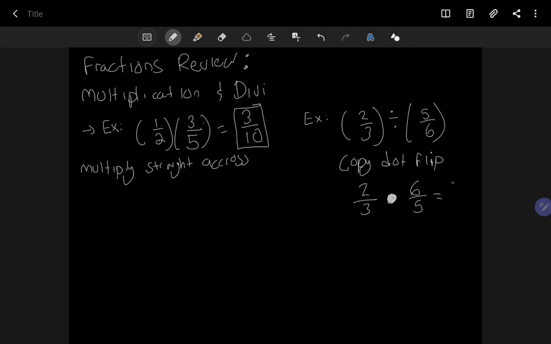So 2 multiplied by 6 is 12. 3 multiplied by 5 is 15. And then from here we can notice that they both have a number in common, which is 3. So they both have a 3 in common, which is just 4 over 5. Any questions so far? Cool.